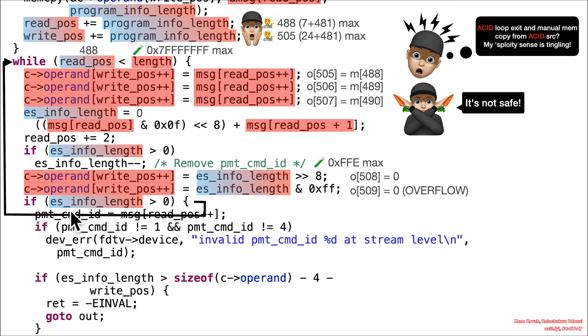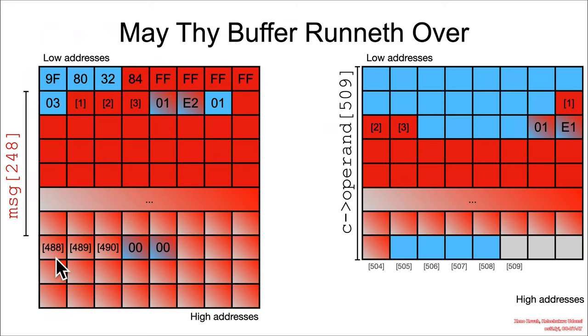So now, because the ES info length is not greater than 0, it's not going to go in here, and it's just going to loop around in this while loop. It's now going to have read position equal to whatever it is, 491 after this, and then it's just going to keep going, buffer overflowing. So let's try to visualize that. We had 488 going into 505, 489 into 506, 490 into 507, a 0 into 508, the last valid location in this 509 byte buffer, and then boom, a 0 going out of bounds.